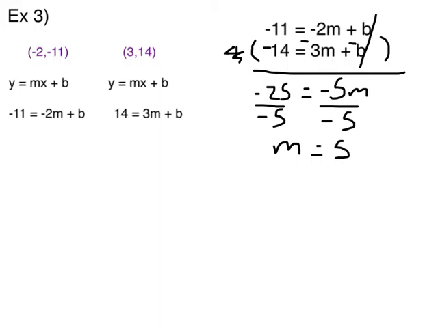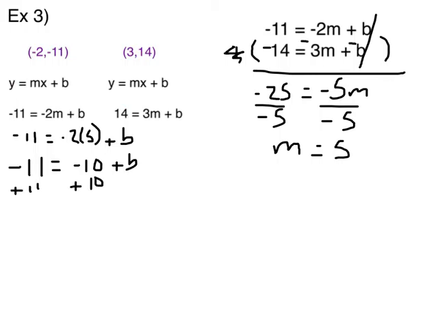And I think the first one, so I'm going to take that, keep that, negative 11 equals negative 2 times m, which is 5, plus b. So I get negative 11 equals negative 10 plus b. Add the 10 to both sides. And I get negative 1 is what b is equal to.